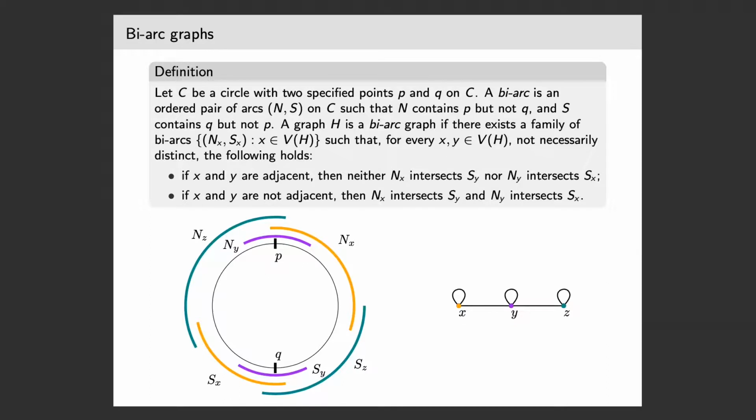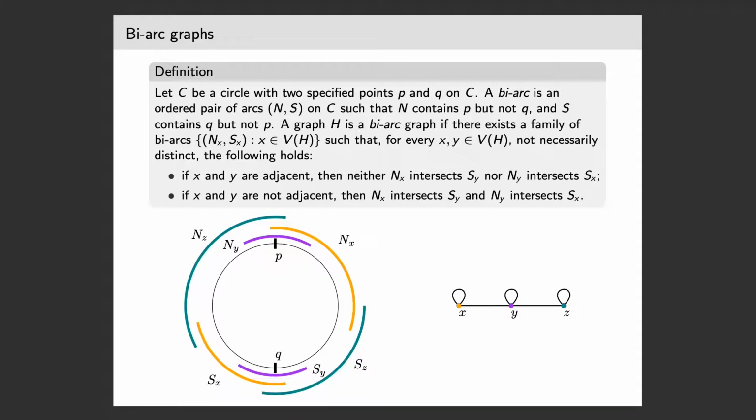N is for north, S is for south. A graph H is a bi-arc graph if there exists a family of bi-arcs, one for each vertex of H, such that for every X and Y in H, not necessarily distinct, the following holds. If X and Y are adjacent, then neither NX intersects SY, nor NY intersects SX. If X and Y are not adjacent, then NX intersects SY, and NY intersects SX.